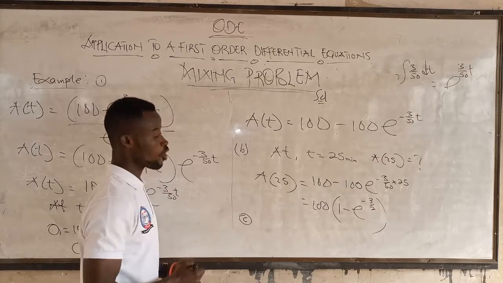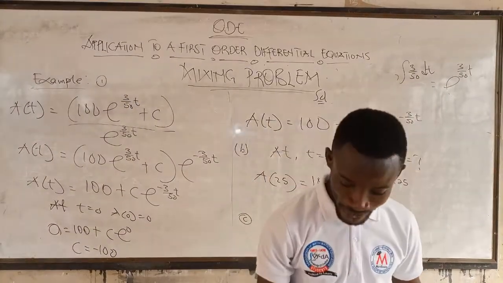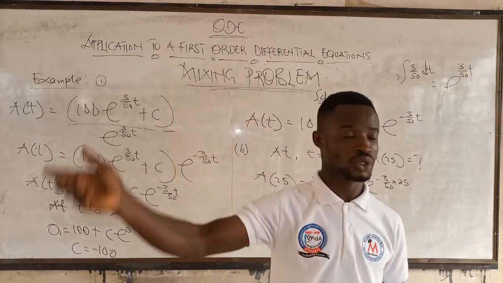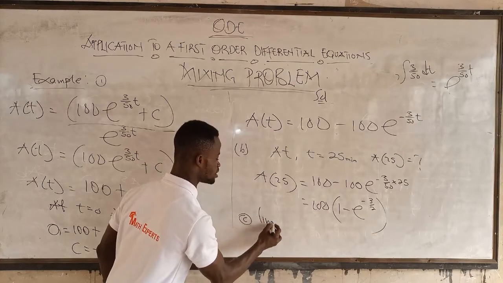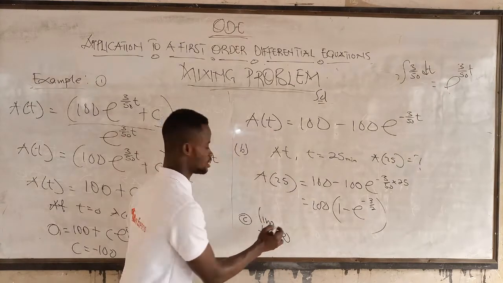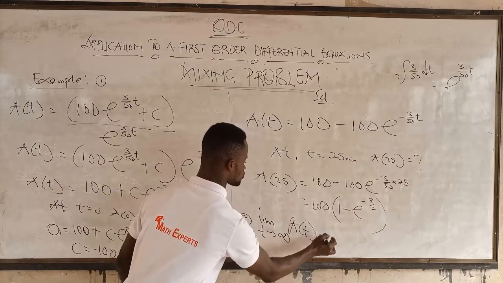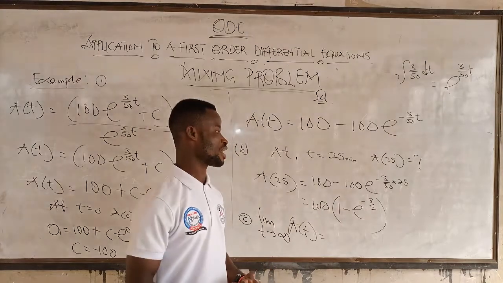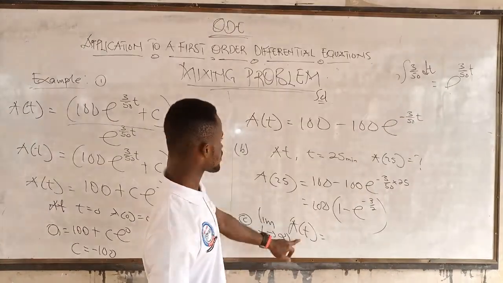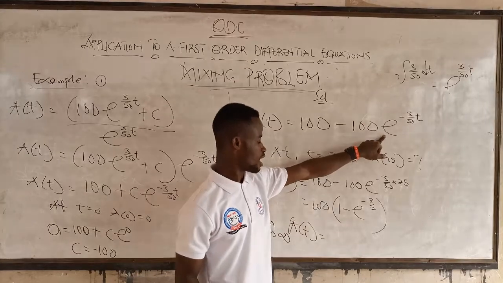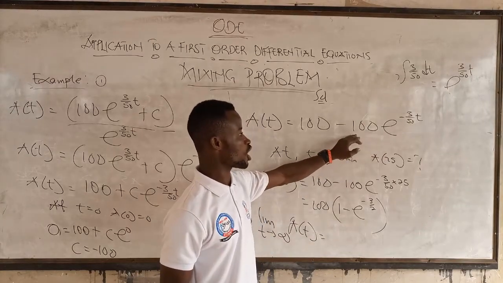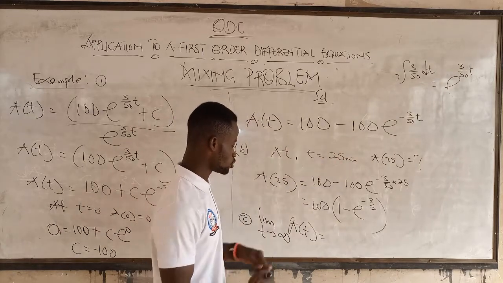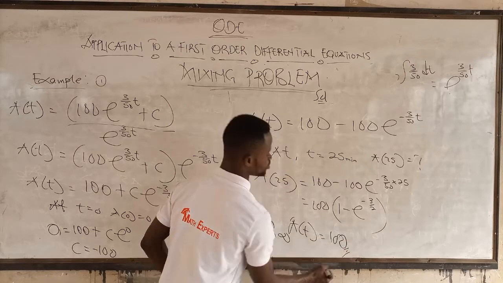Let's go for the C. How much salt is present after a long time? We don't know how long, so what we need to do is to take the limit as t approaches infinity of A of t. When you take the limit, any value that you get is going to be the final answer. You can see when you take the limit of this function as t approaches infinity, the result is going to be 100.